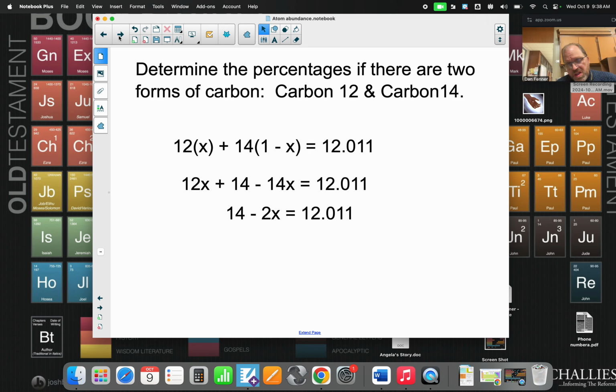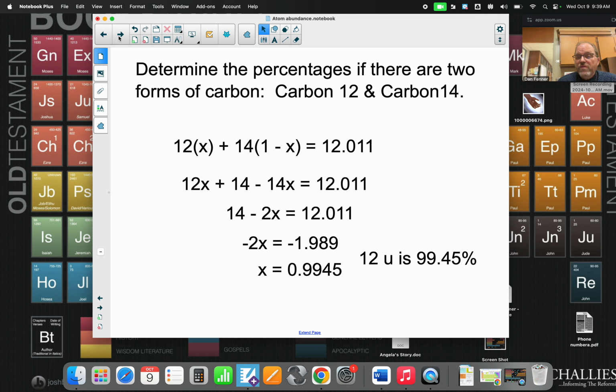Let's get rid of that 14, move it to the other side, subtract both sides by 14. I get minus 2X is equal to negative 1.989. Divide both sides by negative 2 to get X by itself. X is equal to 0.9945. So when we do that, the amount that 12 is 99.45%, moving it 2 places to the right to make a percentage. To find the amount of 14, that's 1 minus X. 1 minus 0.9945 is going to be 0.0055. So 14 is 0.55%. There we go.